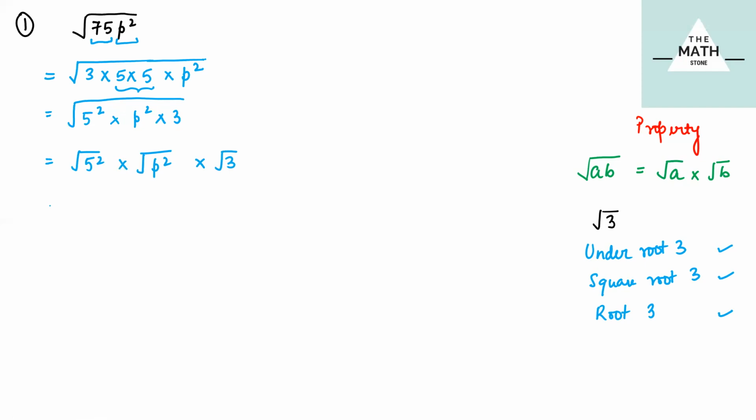Okay. And now you know that this is the square root of 5 squared, so it will be just 5. Even if you simplify it, 5 squared will be 25, and then the square root of 25 is nothing but 5. This will be p. And this will be the square root of 3. And this is your final answer.